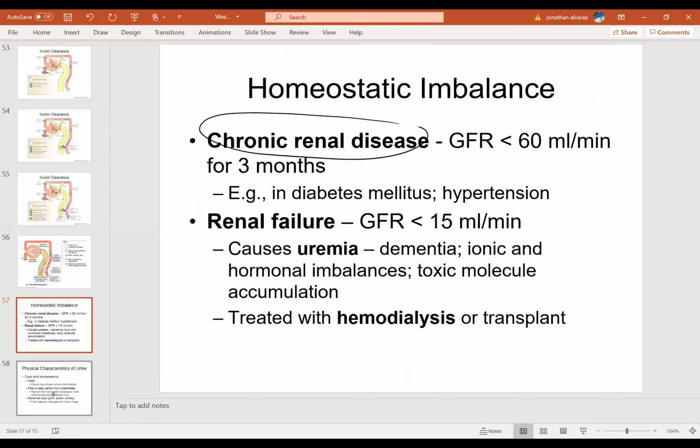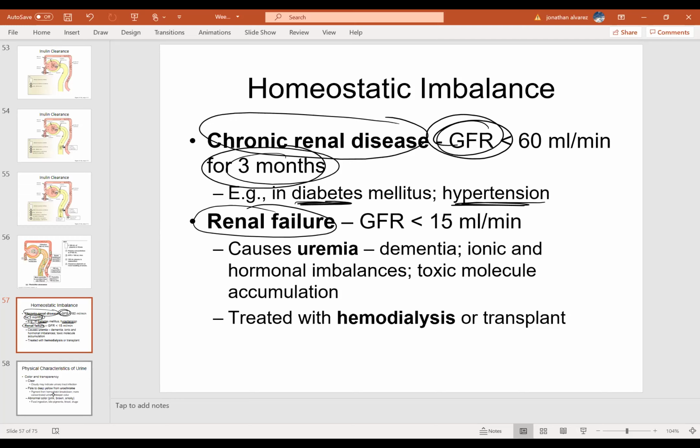With chronic renal disease, okay, typically they have to have a busted GFR for 3 months or longer. Okay, some of your risk factor people would be people with diabetes, people with hypertension. Okay, once you get into renal failure, the GFR has a rate that is below 15 milliliters per minute.